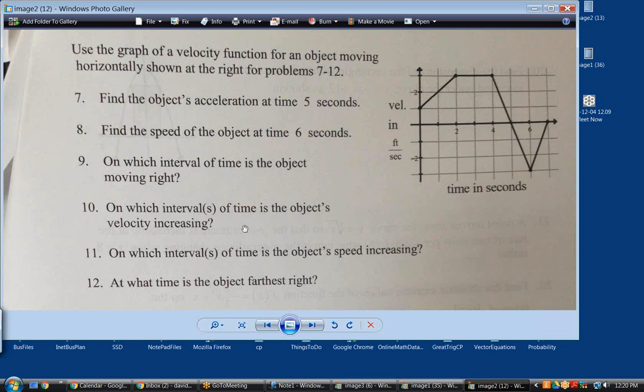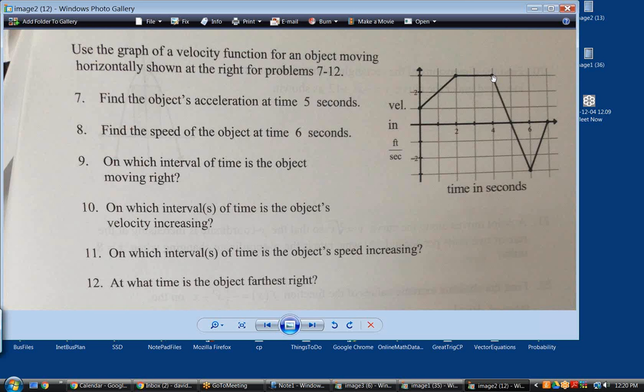On which interval is the object's velocity increasing? Now this gets a little tricky. Let's start from the beginning. Is it increasing from 0 to 1? Yes. How about from 0 to 2? Yeah. And then it stays the same from 2 to 4. So you can't really say the velocity is increasing from 2 to 4. It's increasing from 0 to 2.